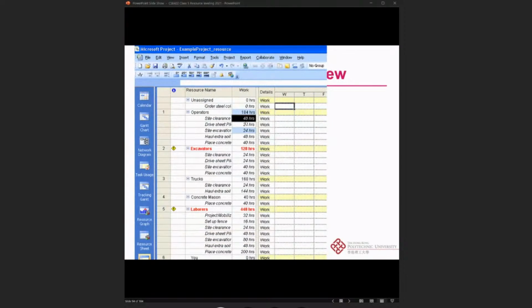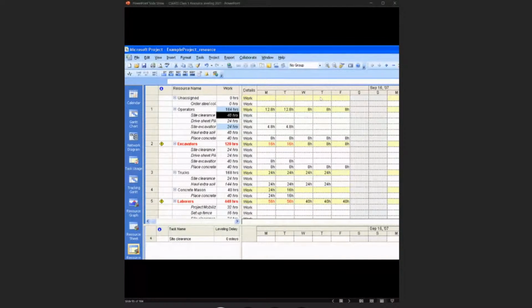All right, so for this one, if we look at resource allocation, you can see that the operator has been assigned to different tasks: site clearance, drive sheet piles, site excavation, extract soil, and place the concrete. Okay, so you can now know that for operators, the total accumulated hours will be 184, and the excavator will be used for 128 hours. So this is a very detailed view, and you can really check and then review.